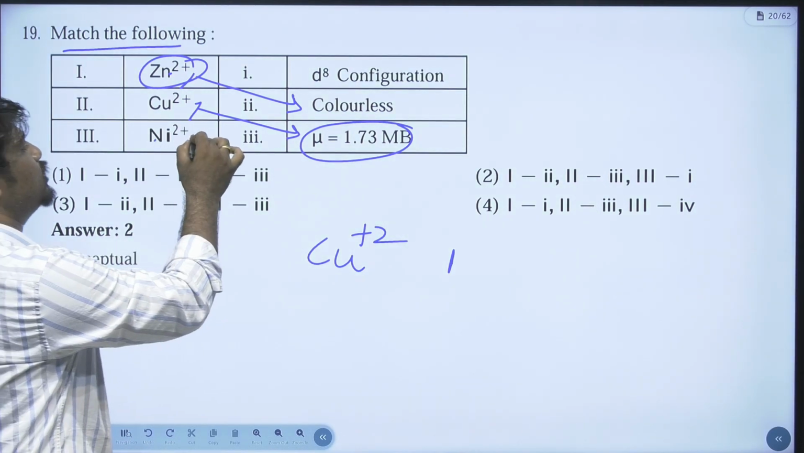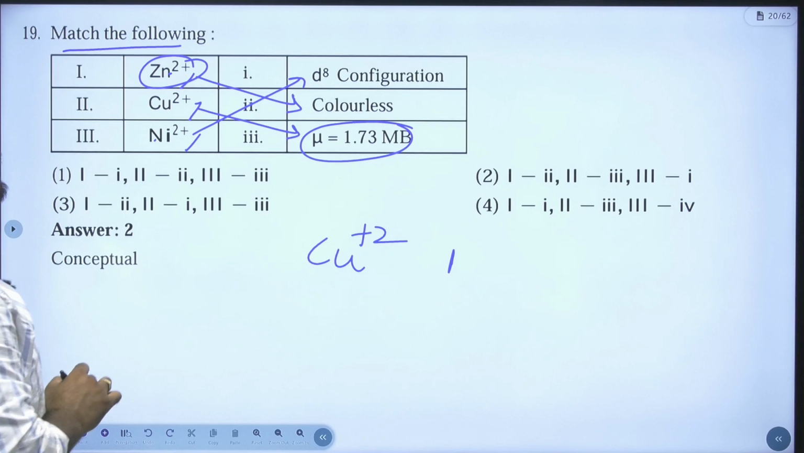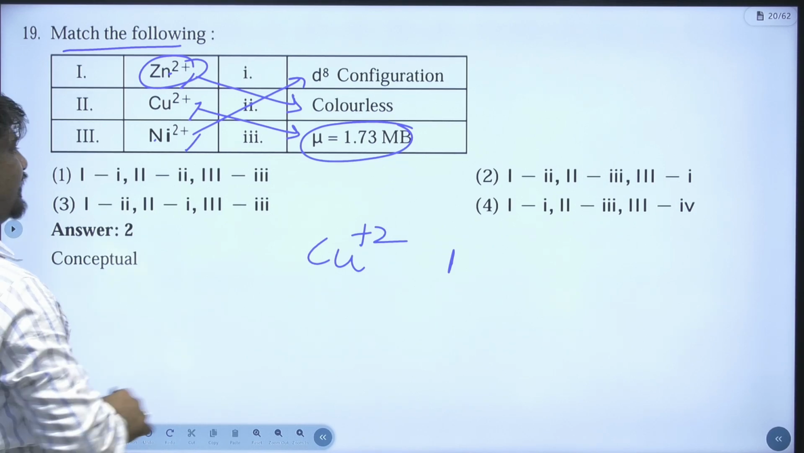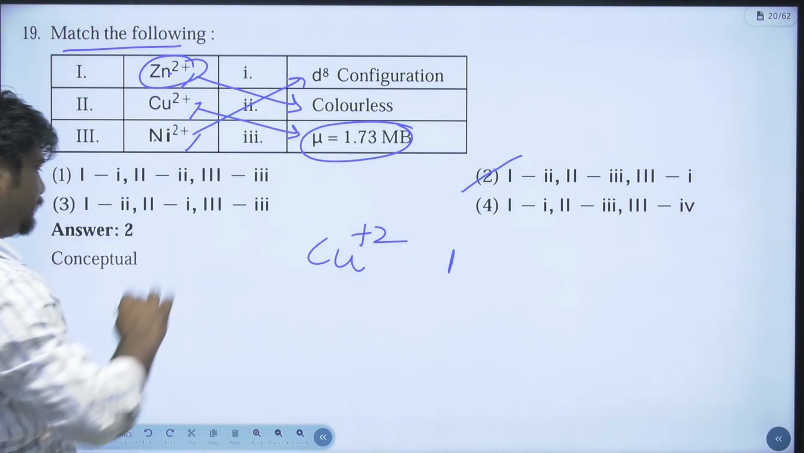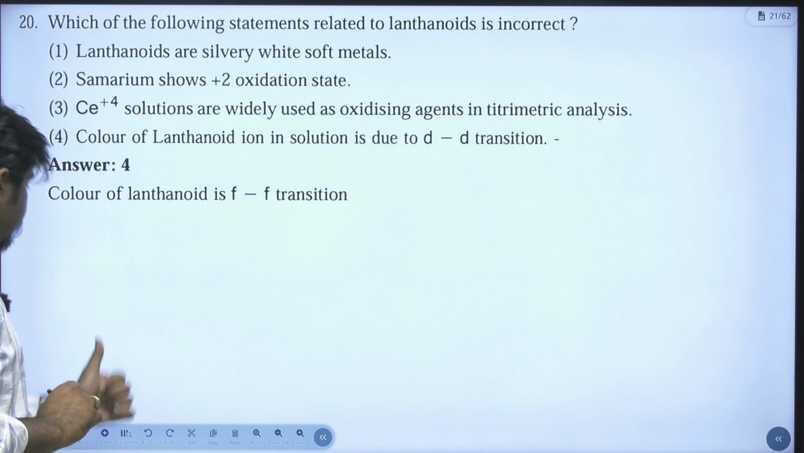And Ni plus 2 will show a d8 configuration. So the right answer is the second option. Go to the next question.